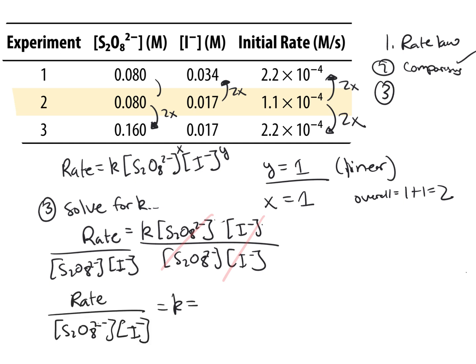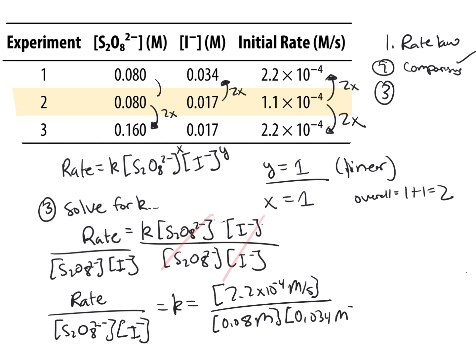Now we can plug in and use the data from one trial here. So if I use trial 1, the rate from trial 1 was 2.2 times 10 to the minus 4 molar per second, over S2O8 in trial 1, which was 0.08 molar. And in I-, I had 0.034 molar in trial 1. Again, make sure to keep both of those things in the denominator when you do your division.